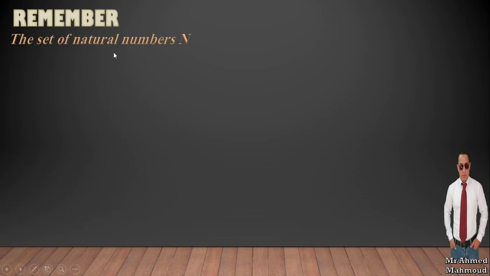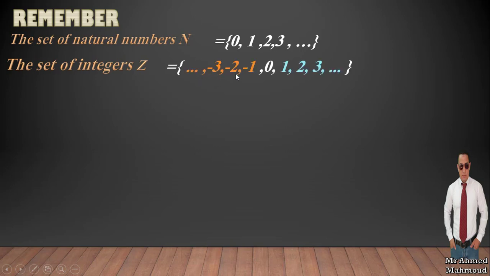The first lesson, inshallah, will be the set of rational numbers. But before explaining the meaning of rational numbers, we need to remember some sets of numbers. The first set was called the set of natural numbers, N, which included the numbers starting from 0: 0, 1, 2, 3, and so on. The second set is the set of integers, Z, which included the natural numbers plus the negative numbers like this: -3, -2, -1, 0, 1, 2, 3, and so on.